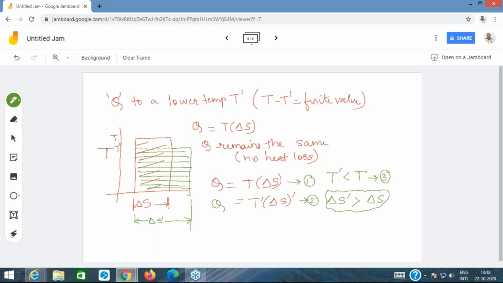Let us now calculate the exergy of the working fluid. The exergy of the working fluid which has accepted the heat Q at temperature T dash would obviously be the efficiency of the Carnot engine operating between T dash and the dead state temperature, into the heat transfer Q.